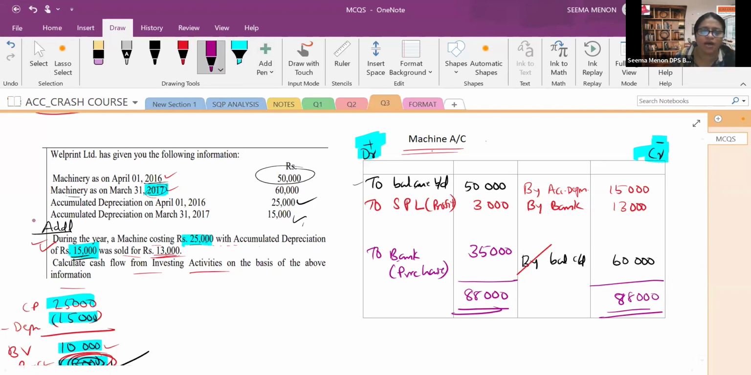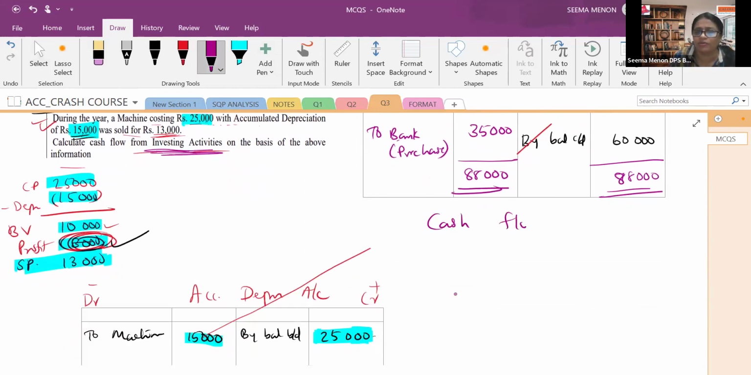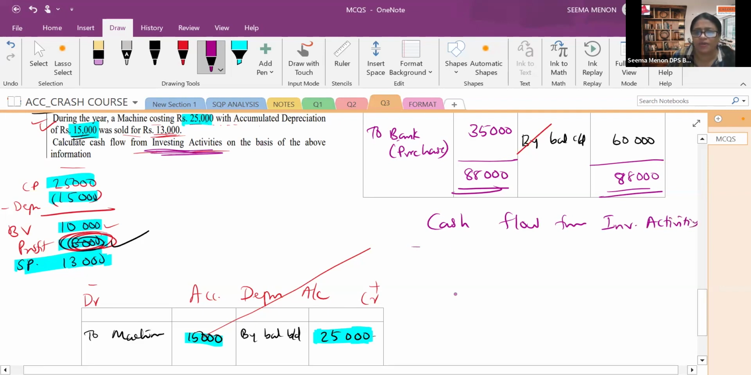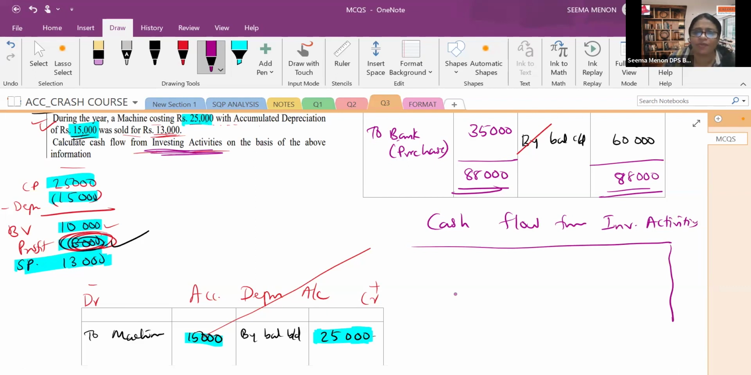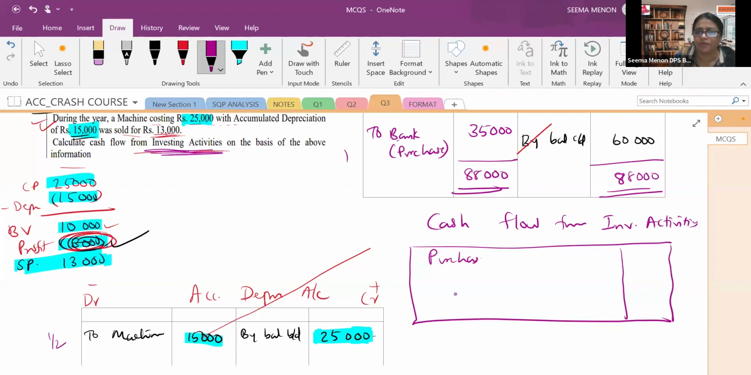Now the question is to calculate cash flow from investing activity. Let's see that. Cash flow from investing activity: make a format, only two, maximum four lines. You will write the calculation of cash flow from investing activities. After that, you have to draw a small format, a small table, because this is a 3-marker question. Out of the 3-marker question, you will get only half a mark for the accumulated depreciation, 1 mark for the machinery account, and the remaining 1.5 marks for the cash flow from investing activity. Okay. So here you will write purchase of machine.